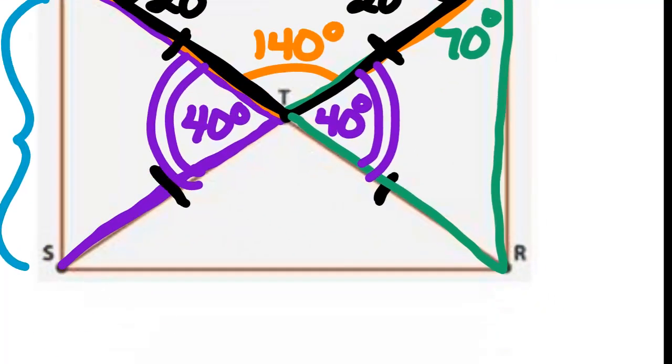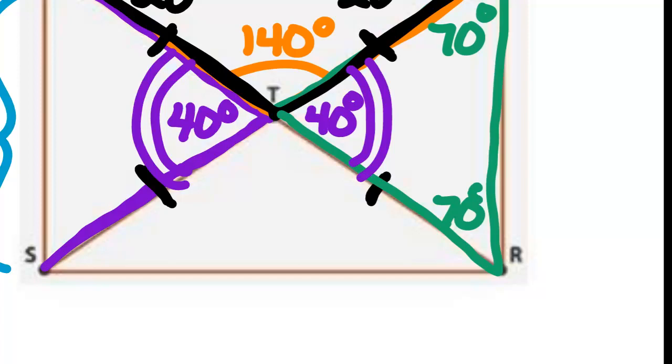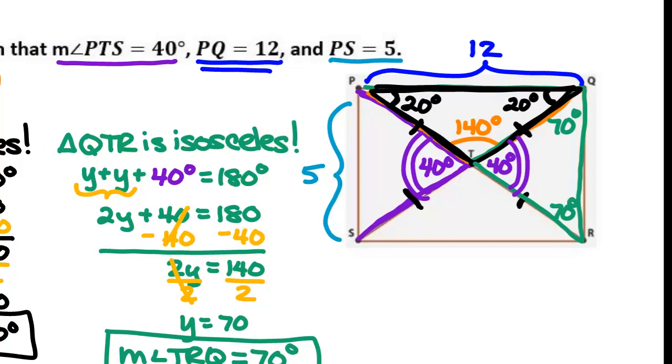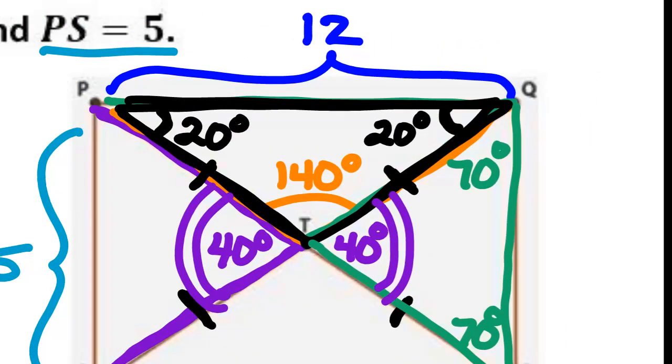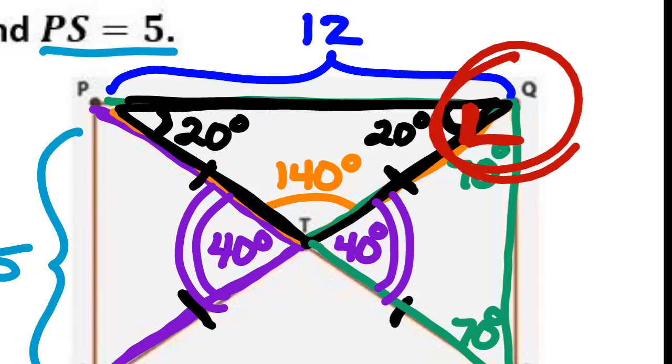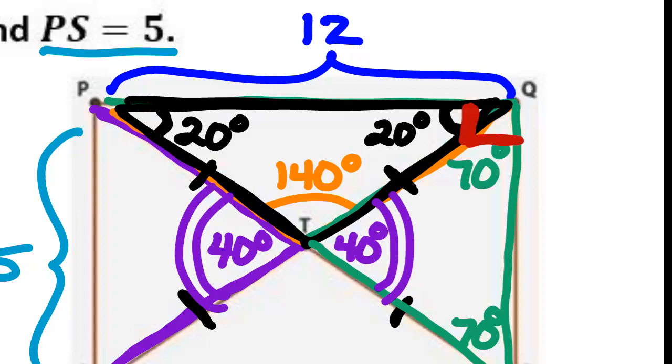70 degrees, 70 degrees. I do see another way that we could have come up with this answer. What do we know about all four angles in a rectangle? They're all 90 degrees. So this angle up here is how big? Right here. That's a 90-degree angle.